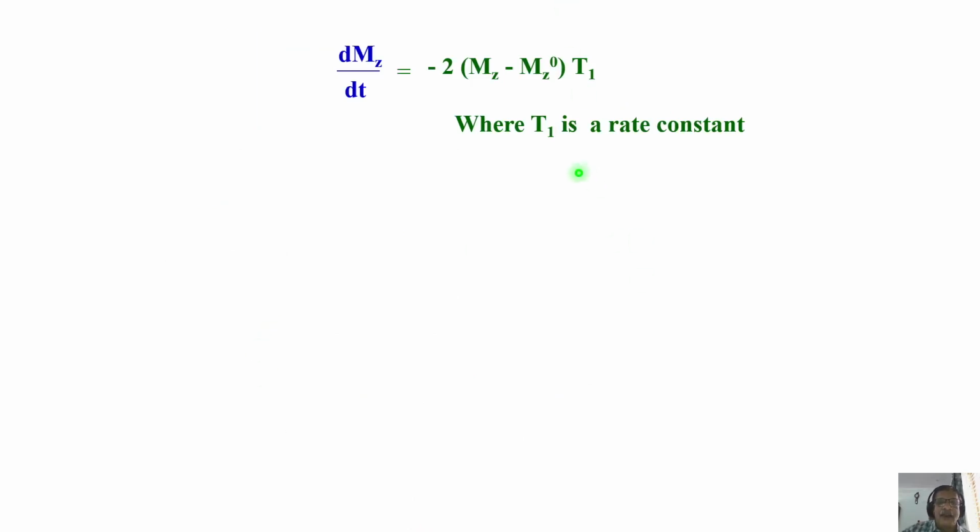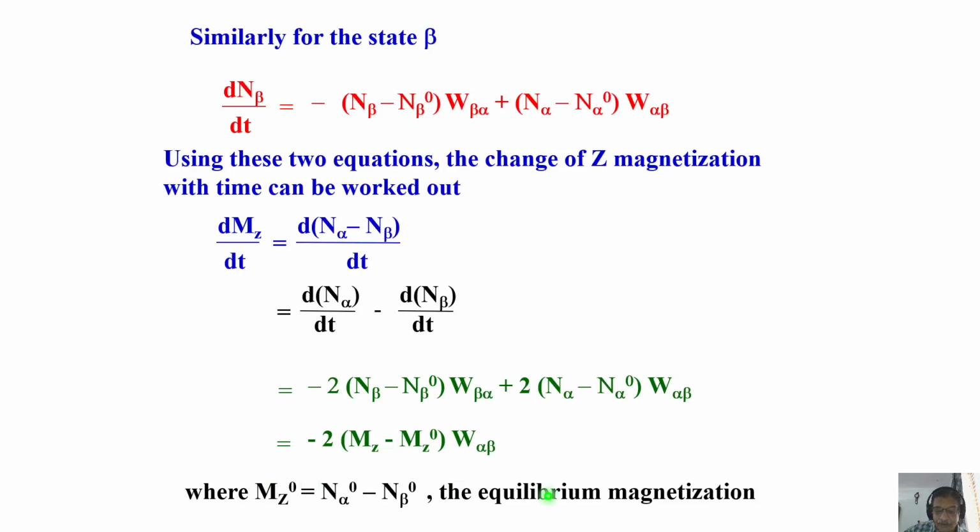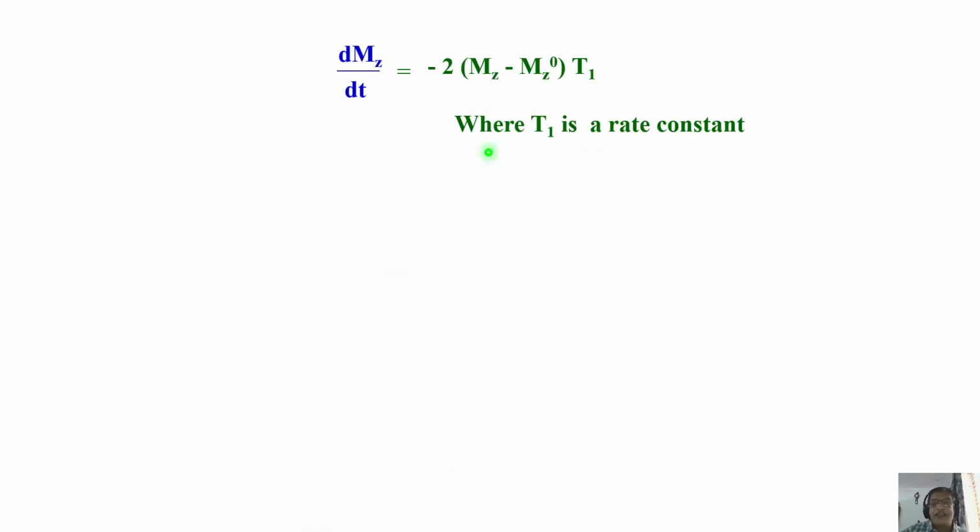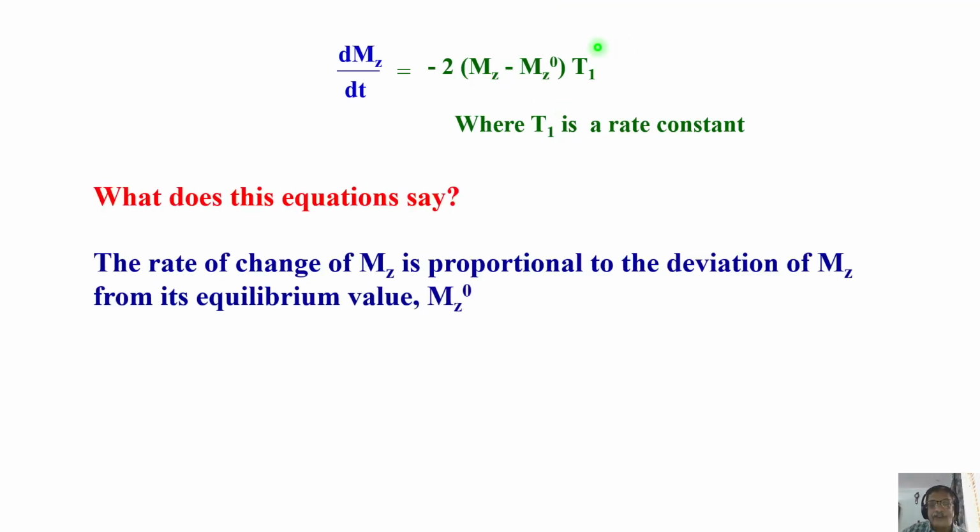You don't have to worry. Finally, you understand dMz by dt corresponds to this term, whereas this one is already defined as the equilibrium magnetization. What is T1 here? T1 is a rate constant. We have defined this as a new term called the rate constant.